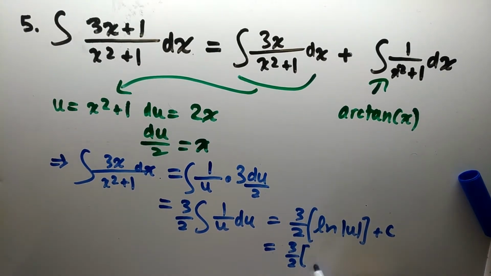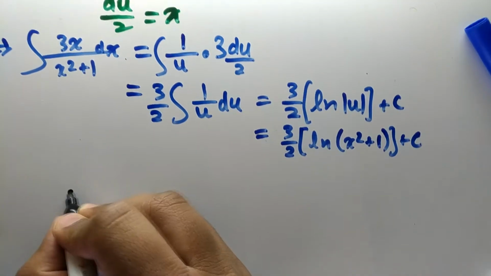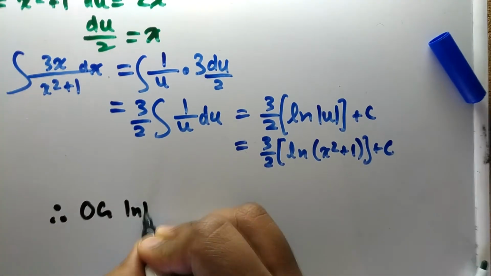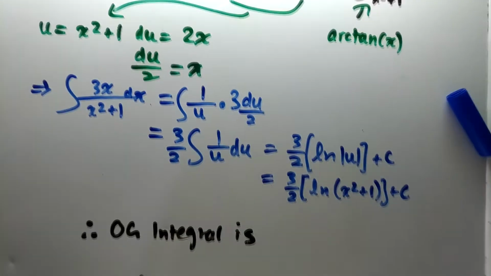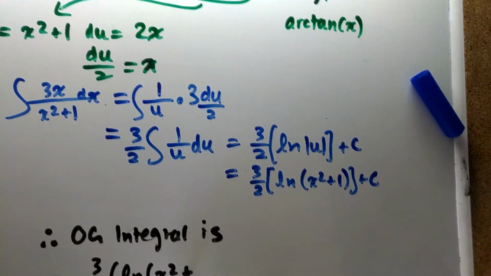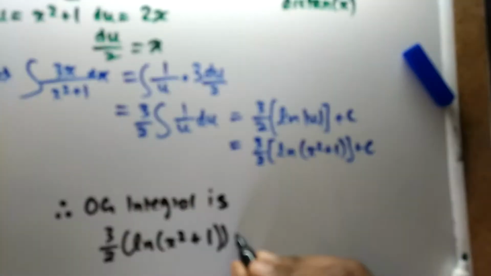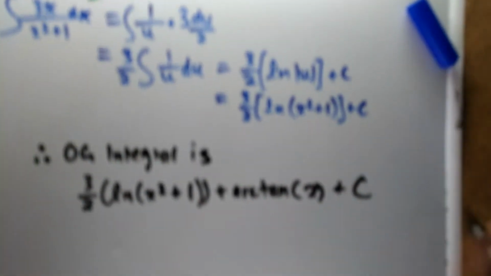And you can just substitute back in the u. So that's just x squared plus 1, and x squared plus 1 is actually always positive, so you don't need the absolute value anymore. And then we can just combine it together with the arctan to get our final answer. So our final answer, the original integral, is going to be 3 over 2 ln x squared plus 1 plus arctan x plus c.